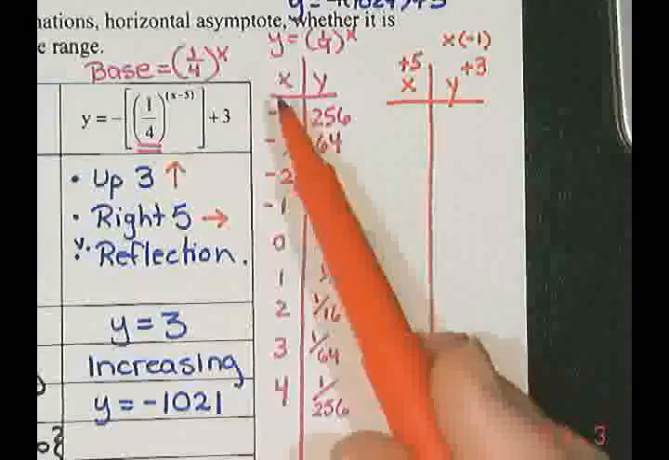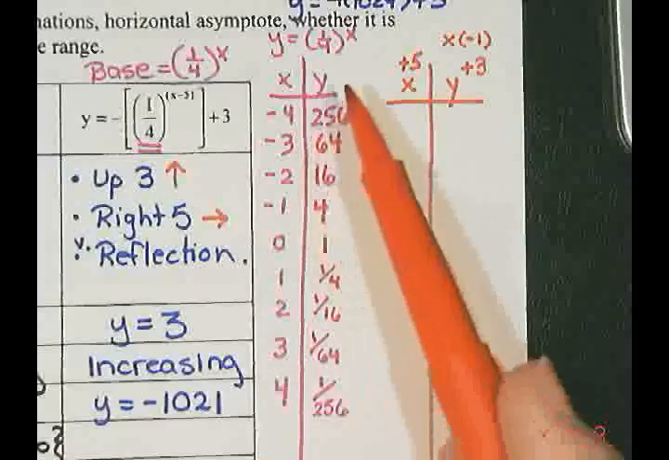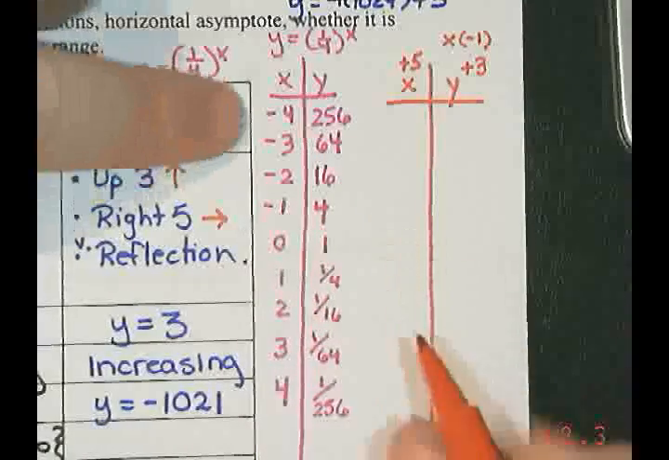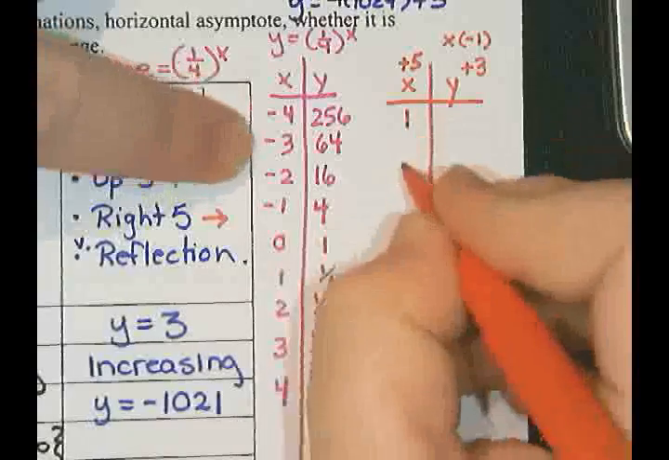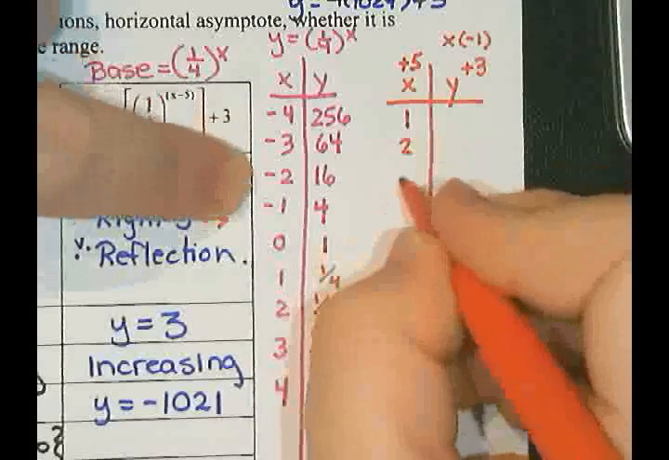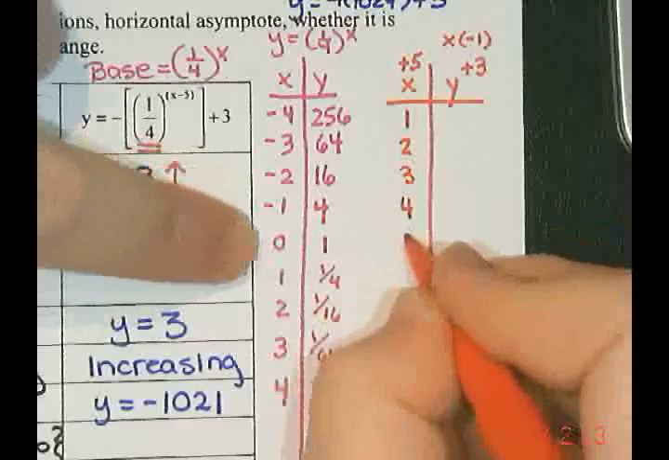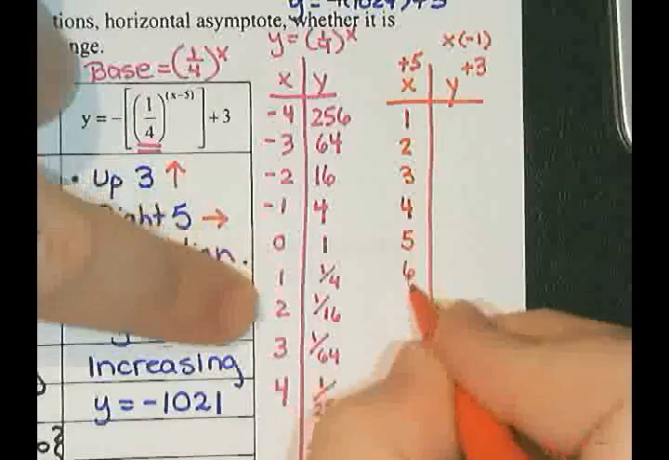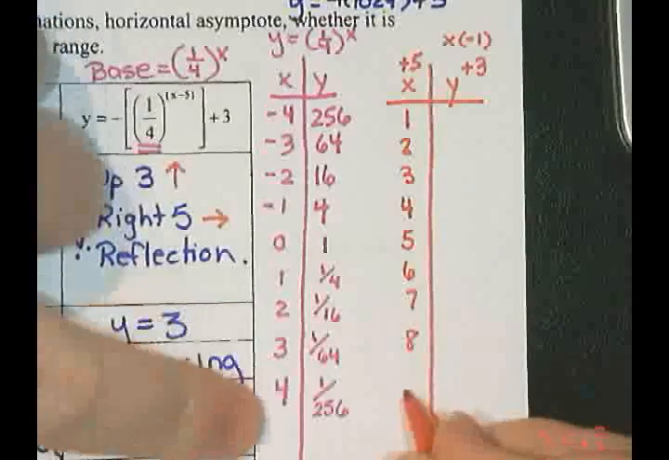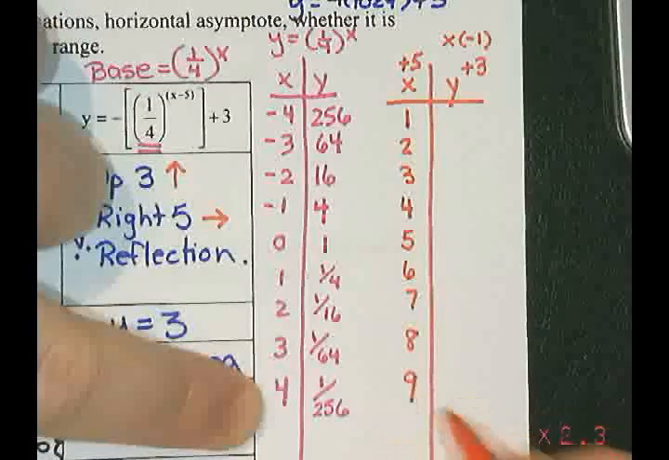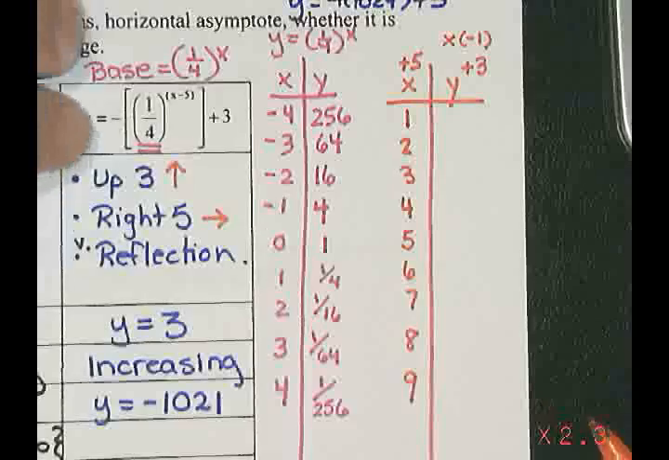So I'm going to take the x values from my table and add 5. So negative 4 plus 5 is 1. Negative 3 plus 5 is 2. Negative 2 plus 5 is 3. Negative 1 plus 5 is 4. I am definitely seeing a pattern here. But I always check the last one just to be sure. 4 plus 5 is 9, which is exactly what I was expecting.